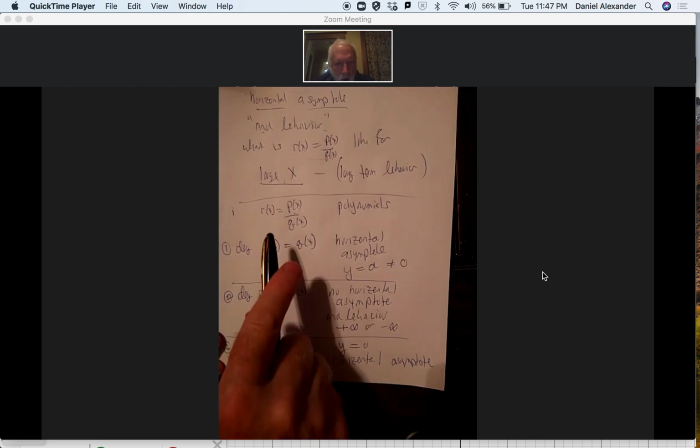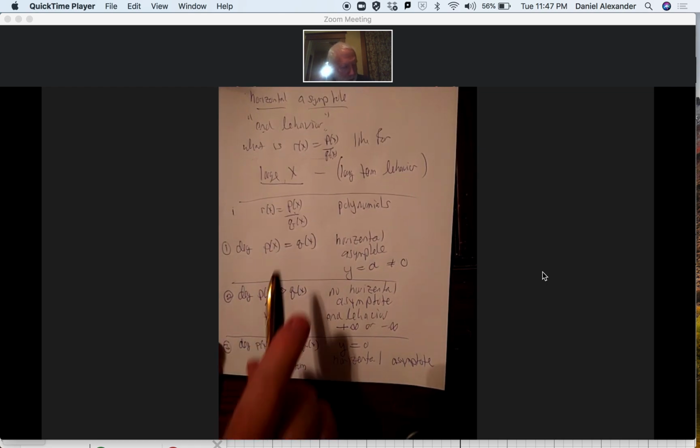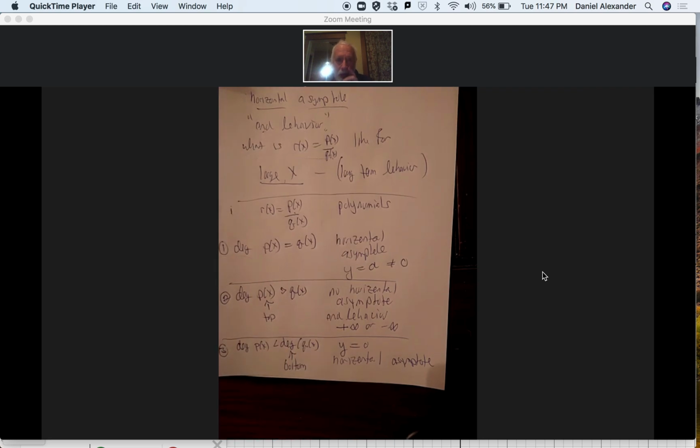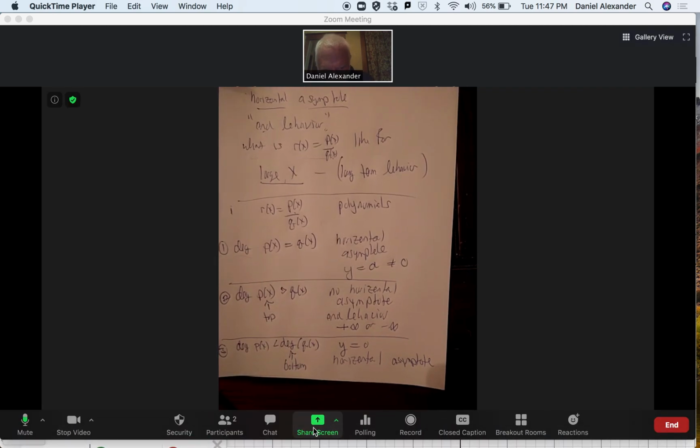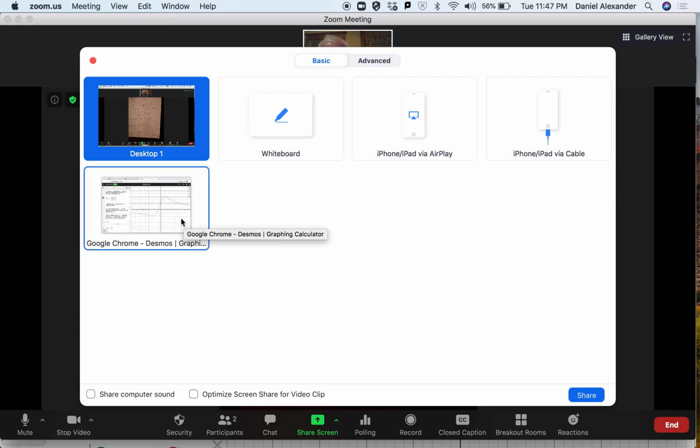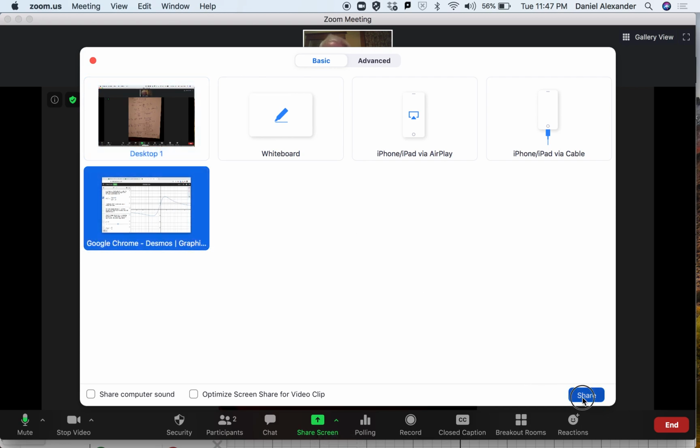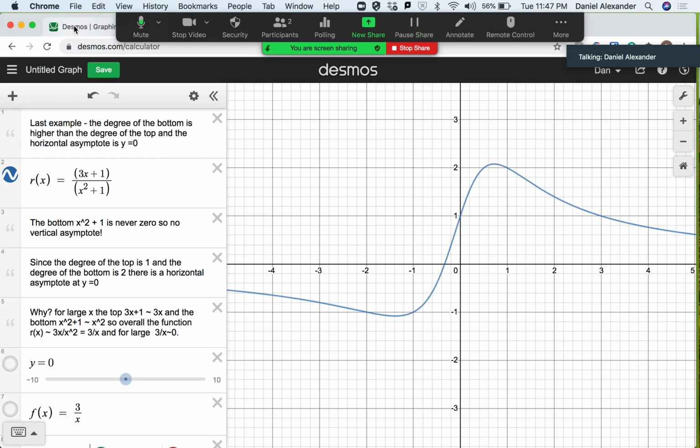What I'm going to do is go through three examples, and hopefully you'll understand this, and then I'll come back and recap it. Okay, so again, I'm going to share the screen, and we're going to look at examples in Desmos, and I want to go to the first example here.